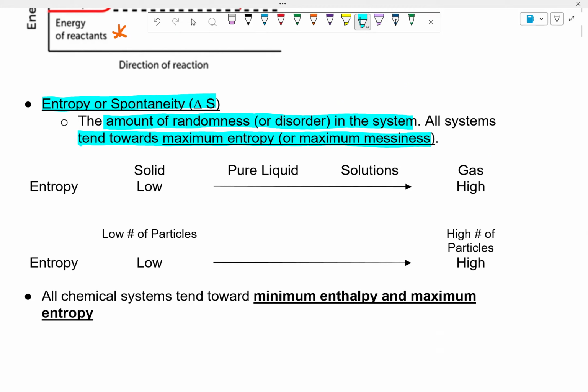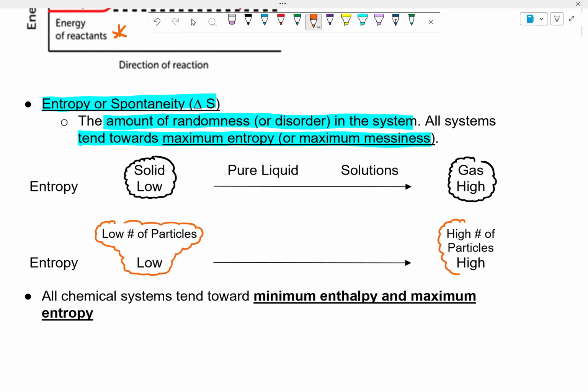If we take a look at entropy, at randomness, notice solids would be considered low randomness. This is why they're solid. They have low energy. They don't move very much. Gases have high randomness because the particles in a gas are moving faster and quicker. Another way to take a look at entropy is by looking at the number of particles. If you have a low number of particles, you have low randomness.